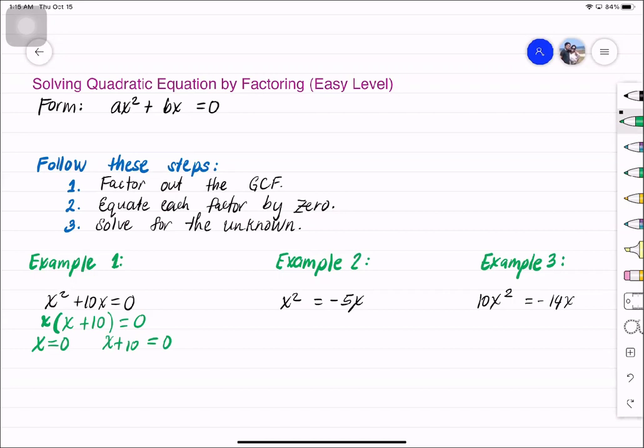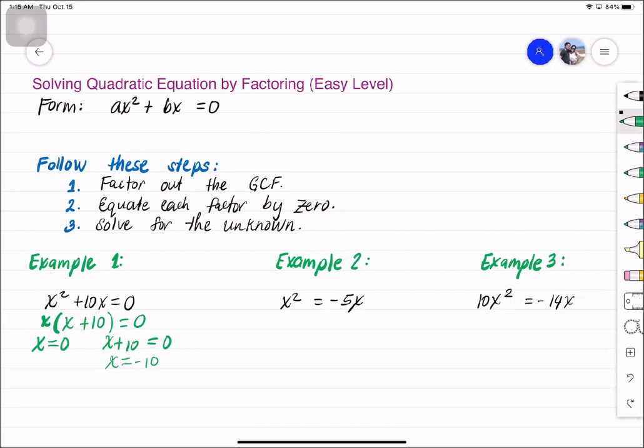You will notice that on the left side, x equals 0 is already solved. It is already done. So we are now going to solve only x plus 10 equals 0. To solve that, we transpose 10 to the other side, and we get x equals negative 10. As simple as that. What about example number 2?